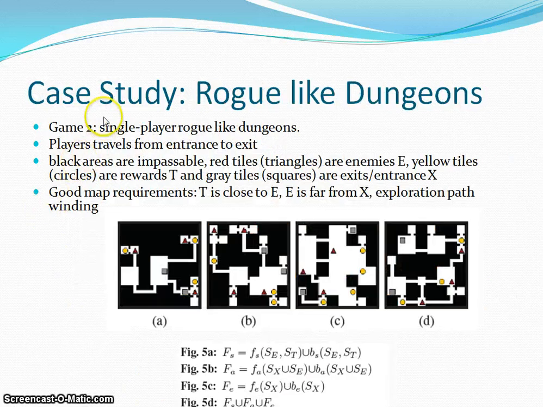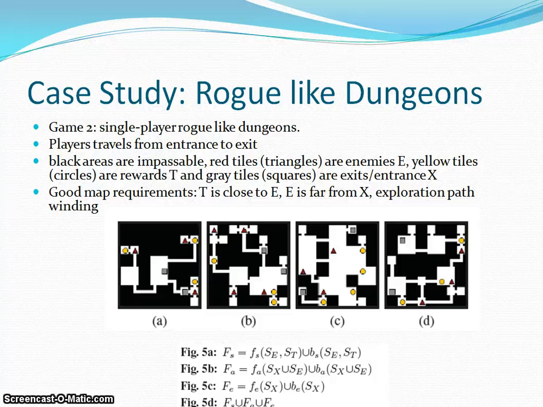The second game is a single player game. Basically, the player travels from the entrance to the exit. In the map, the black areas are impassable, the red triangles are enemies, the yellow circles are treasures, and the gray squares are the exit and entrance.